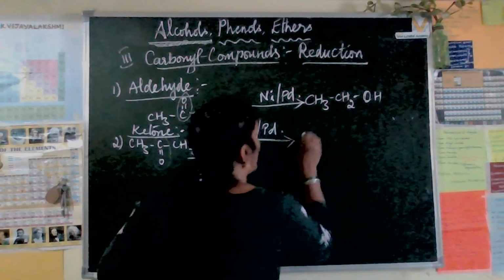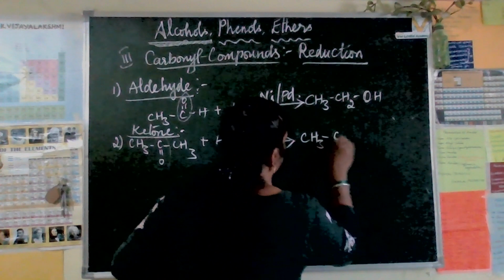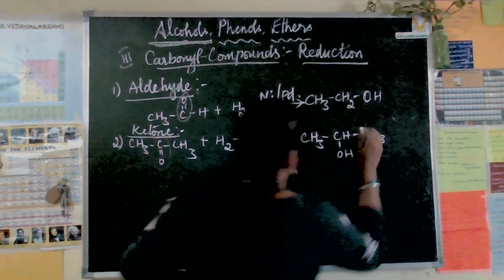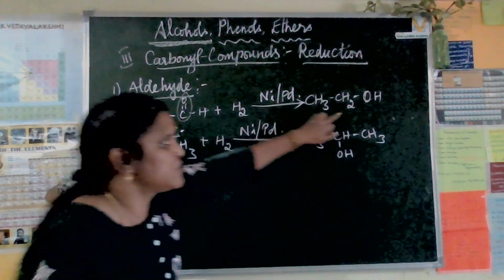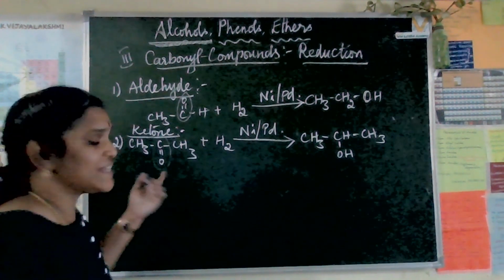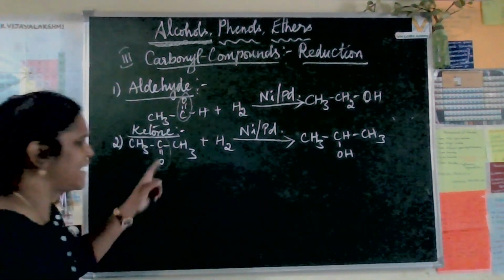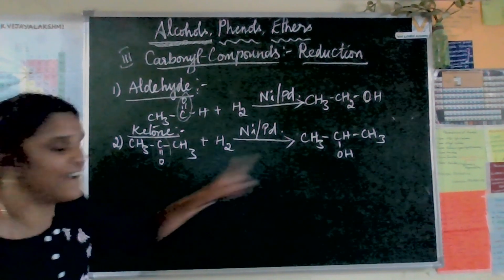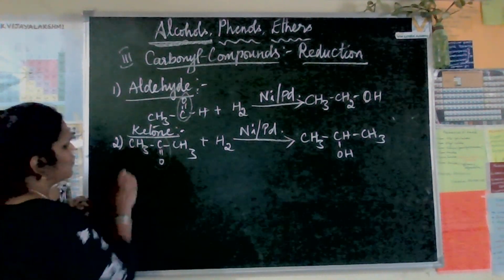You are getting isopropyl alcohol, CH3, CHOH, CH3. Now you see here, straight chain you are getting, but here you are getting a branched chain. Why? Because there is a mechanism I will give you later as we finish. According to this, we will go for that mechanism. It's very interesting.